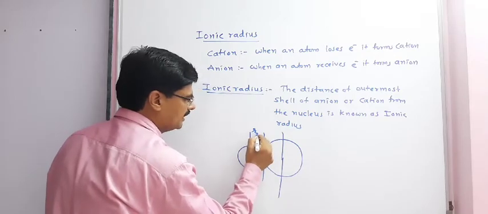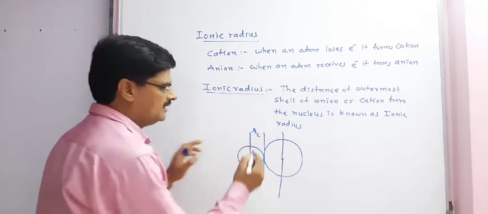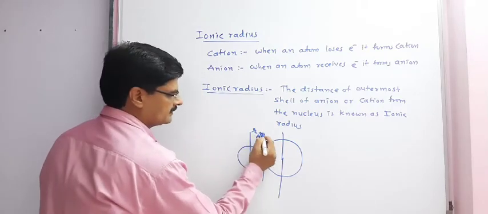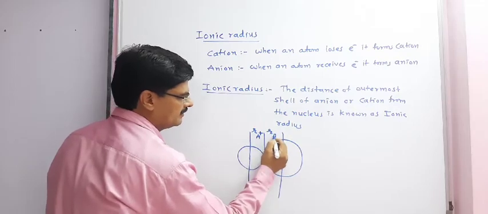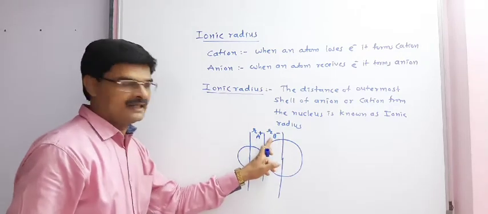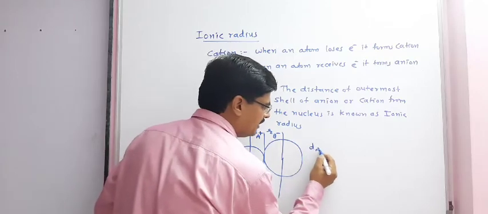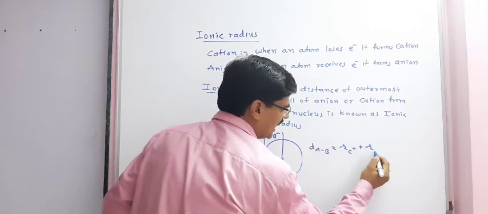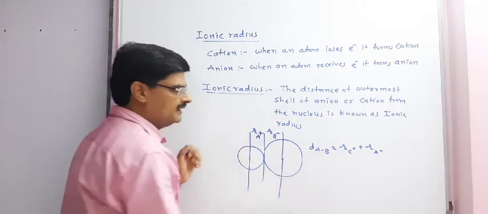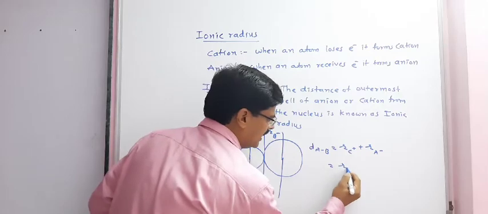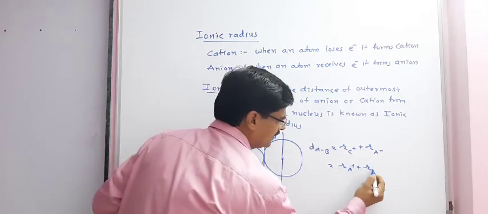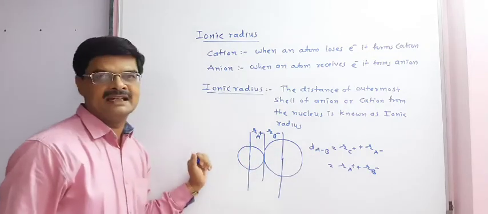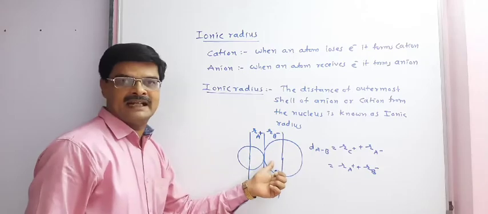This distance is known as the radius of the cation, that is A plus, or simply the cation radius. And here we can write B minus, that is the anionic radius. So the distance AB is equal to RC plus RA minus. For this case we can also write it as RA plus RB minus. So this is the diagram that shows ionic radius, cationic radius and anionic radius.